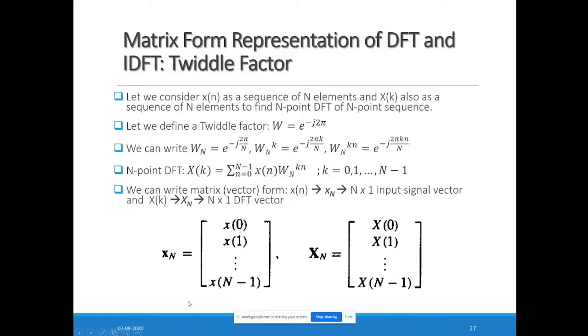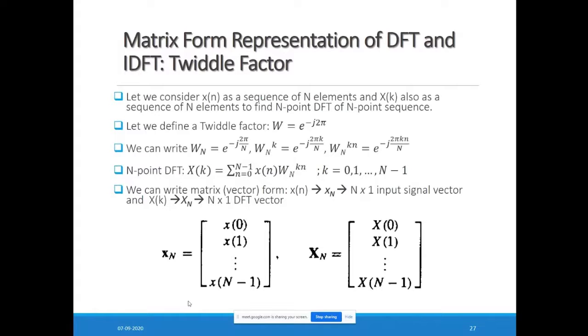Okay. So just the title of today's topic is matrix form representation of DFT and IDFT using Twiddle factor. Here we consider x of n as a sequence of N elements and X of k also as a sequence of N elements to find the N-point DFT of an N-point sequence. x of n is our DTFT signal, X of k is our DFT signal. So we are calculating the DFT for an N-point sequence.